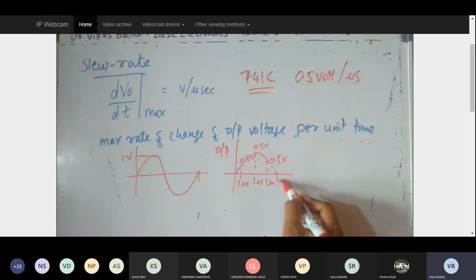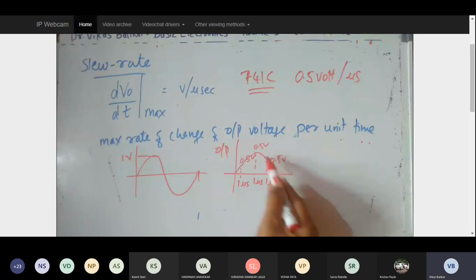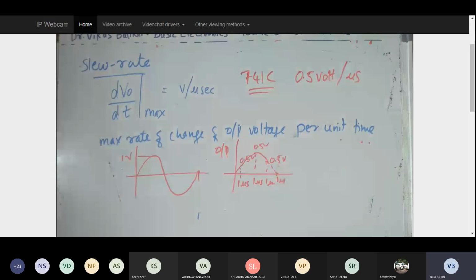So like that, if I consider the simple waveform, for every 4 microseconds I can ensure a maximum change of half a cycle. So this is the maximum limitation they have set for this particular 741 IC. If I consider one full cycle of this waveform, half a cycle takes 4 microseconds, and the other half cycle again takes 4 microseconds.